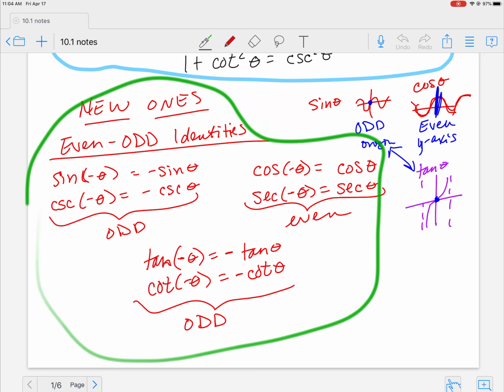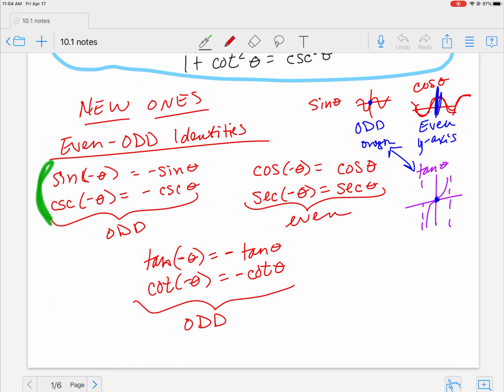These are the even and odd identities. Now here's the deal. Sine and cosecant are buddies, right? Cosine and secant, tangent and cotangent. If I remember back when we were talking about odd and even functions, if you input a negative value and your output is the opposite, that's what makes it odd. For tangent, if you input a negative, your output will also be negative. Again, tangent and cotangent are odd. Cosine, if you input a negative, you output the original.